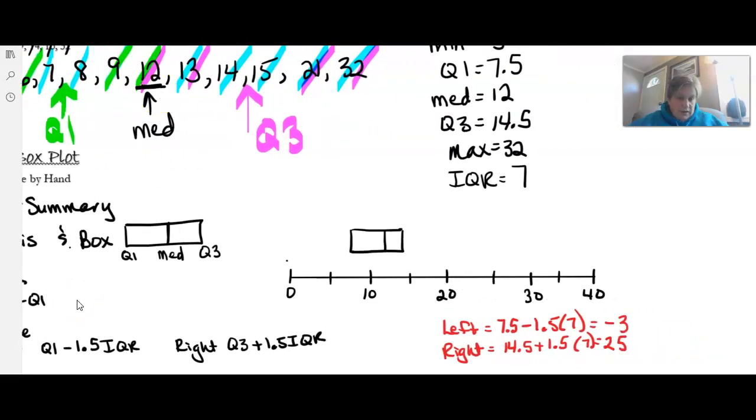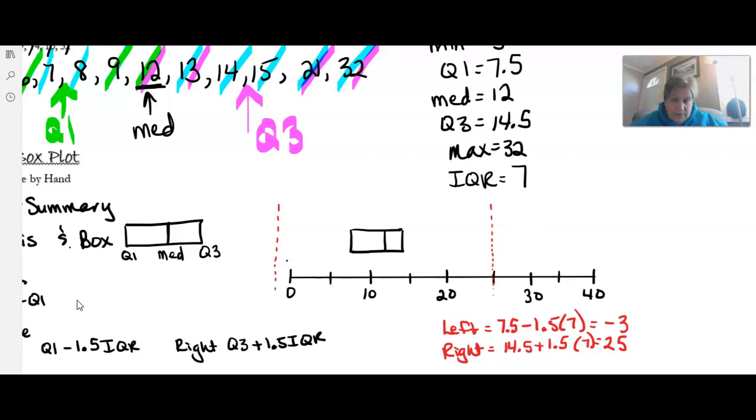Okay, so when you did this, you would have found your left fence was at -3. So I'm going to draw a dotted line to show my left fence is at -3. And my right fence is at 25. That's what a fence is. If we have any numbers that go outside of our fence, then that means it's an outlier.